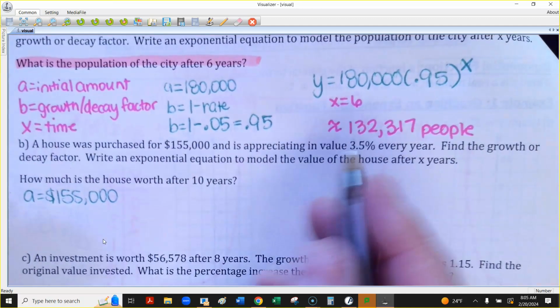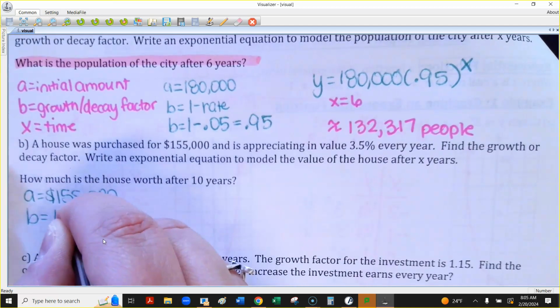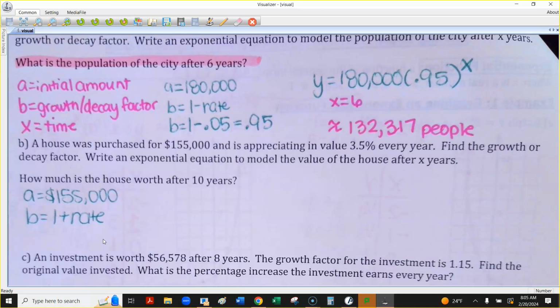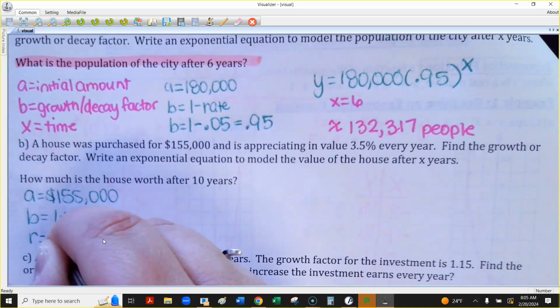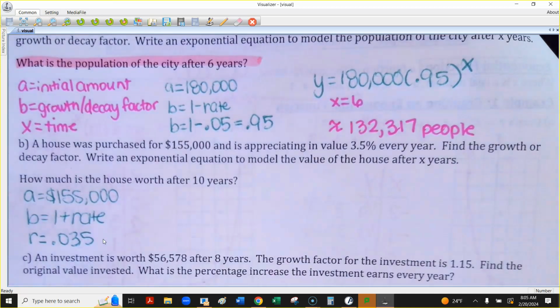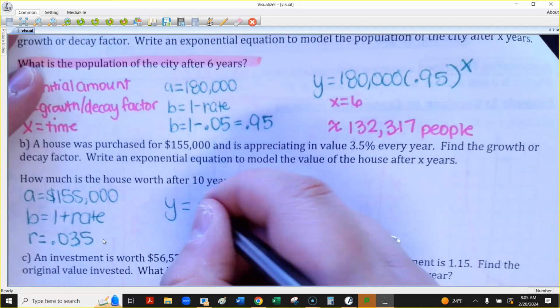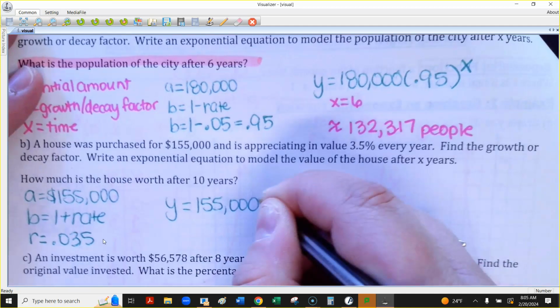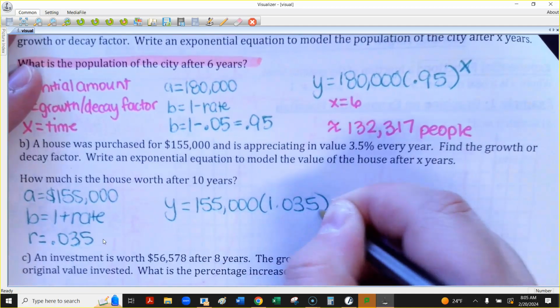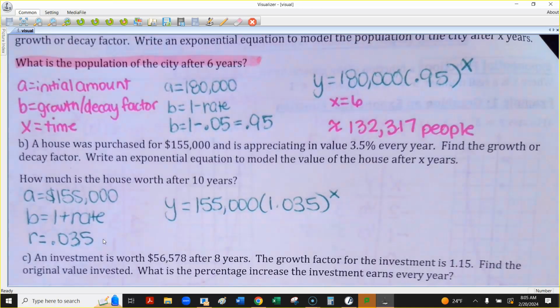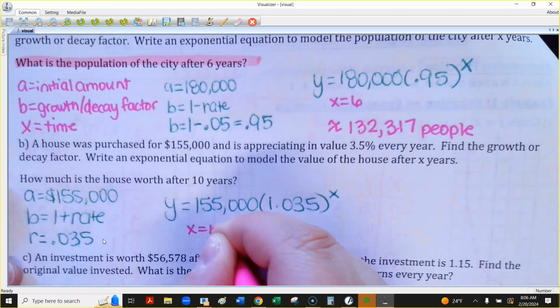So this is going to be, if you want to use that little formula, 1 plus the rate. Basically what goes on there is the 1 accounts for what you already have and then adds on whatever the percent is. This is 3.5%. So my rate here is 0.035. So just in general, the worth of the house would be $155,000 times 1.035 to the x, and x would represent the number of years that they've had the house. And it says how much is the house going to be worth in 10 years. So all that means is we're going to plug in 10 for x to answer the question.